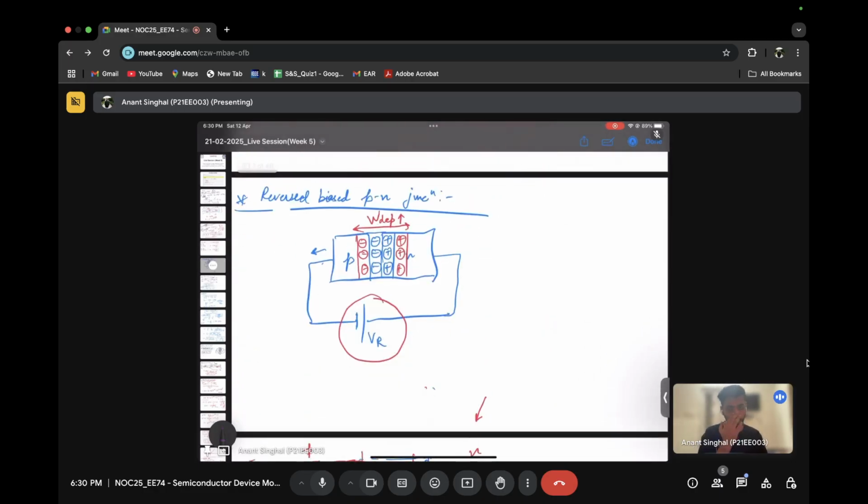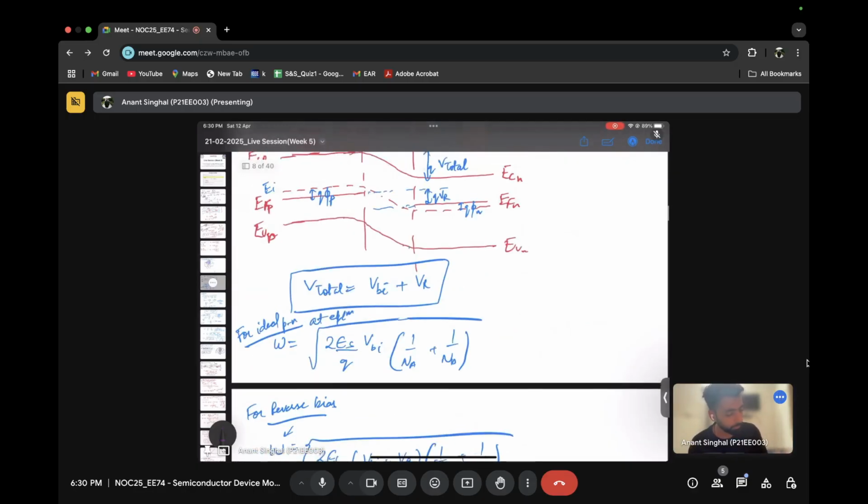And then we did some biasing. So till now, we were only talking about the equilibrium part. Now we applied some voltages, so we started with the reverse because that is a more important concept. Once we have more negative charges here, the holes will come here, so there will be a larger depletion width as compared to the actual case. Similarly, if we apply some forward bias, there will be a lesser depletion region. So yeah, we did some.